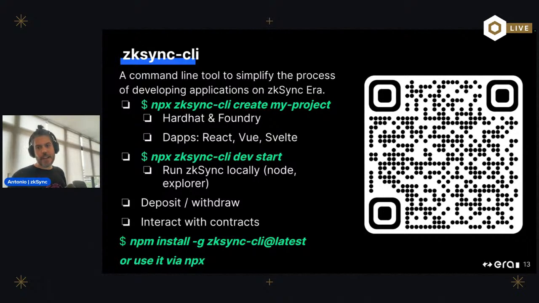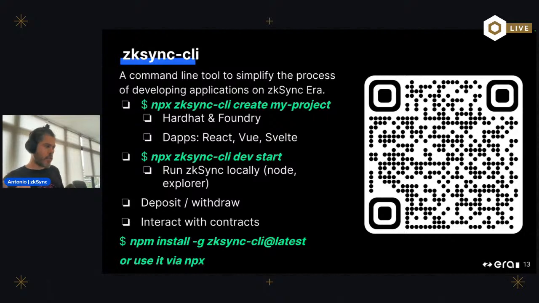You can also run zksync-cli dev start to run ZkSync locally. And I'm not just talking about a ZkSync node for testing. It will also spin up, if you want, a block explorer and a bridge portal. So you can have the same experience that's happening on testnet and on mainnet, locally on your laptop.